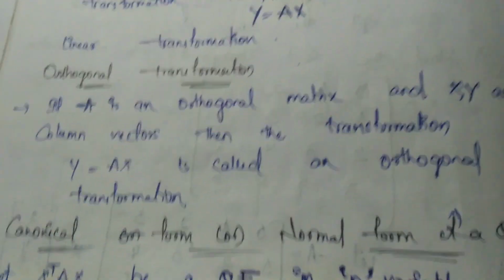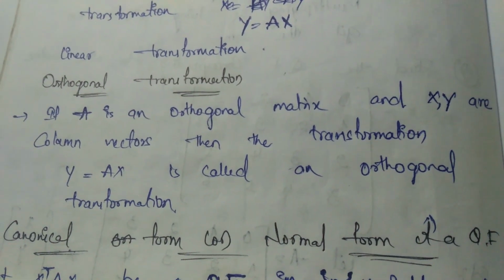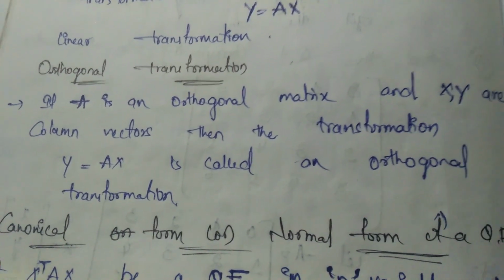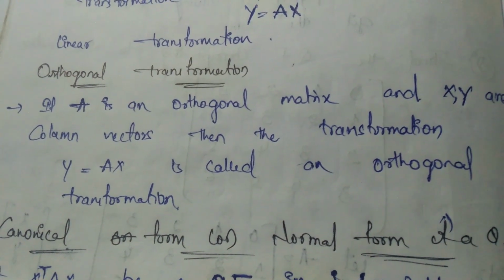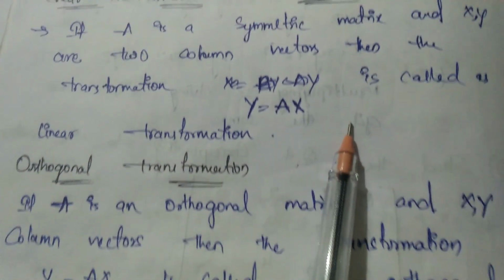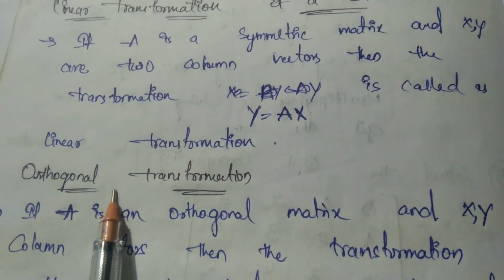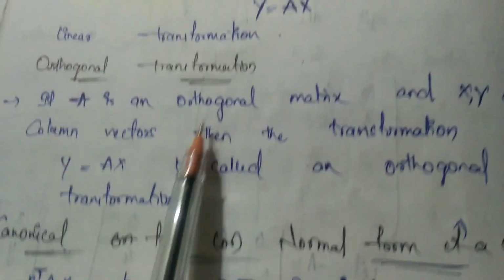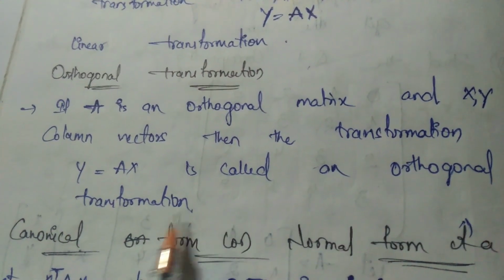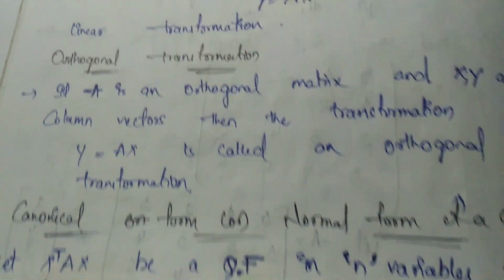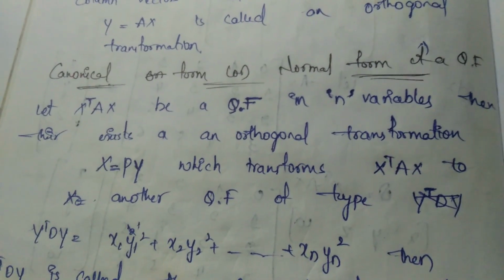Orthogonal transformation: if A is an orthogonal matrix and x and y are column vectors, then the transformation y = Ax is called the orthogonal transformation. So in the first case, A is a symmetric matrix and the transformation is called a linear transformation. Here A is an orthogonal matrix and this transformation is called an orthogonal transformation. And canonical form or normal form, both mean the same.